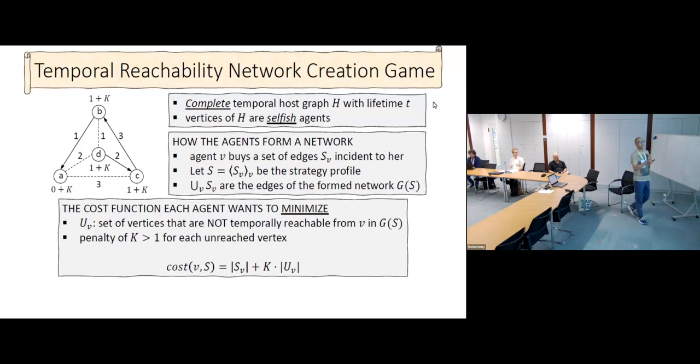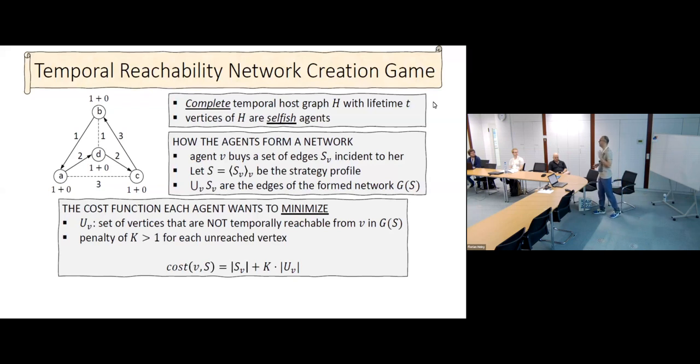For example, if we look at the cost of agent A, we have that the cost of agent A is K because agent A is buying no edge, but at the same time, agent A cannot reach D by a temporal path. So this is not the best strategy for agent A because, for example, agent A could buy the edge towards D, and in this way, agent A decreases its cost from K to 1. And the network that the agents have now formed is a temporally connected network, okay?